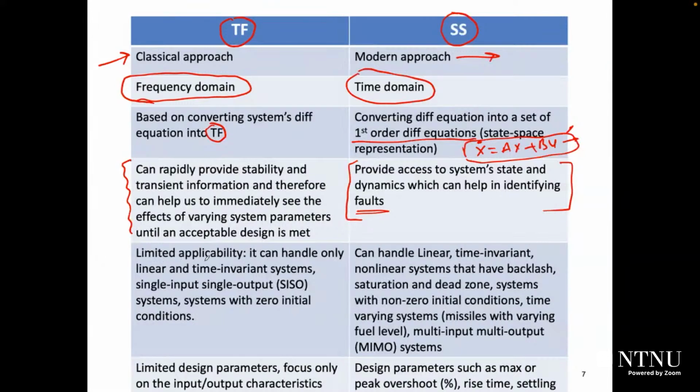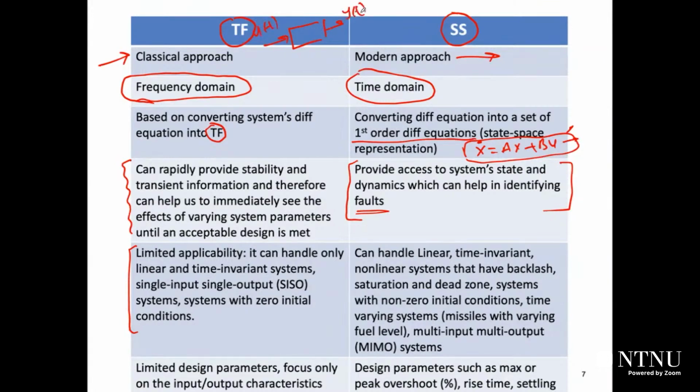Transfer function has limited capability or applicability. It can handle only linear and time invariant systems. If you want to get the transfer function, you must linearize your system. It can handle only linear and time invariant or single input, single output systems. So your system must be single input, single output. Because when you draw the block diagram, here you have a single input and a single output. The input is U of t, the output is Y of t.